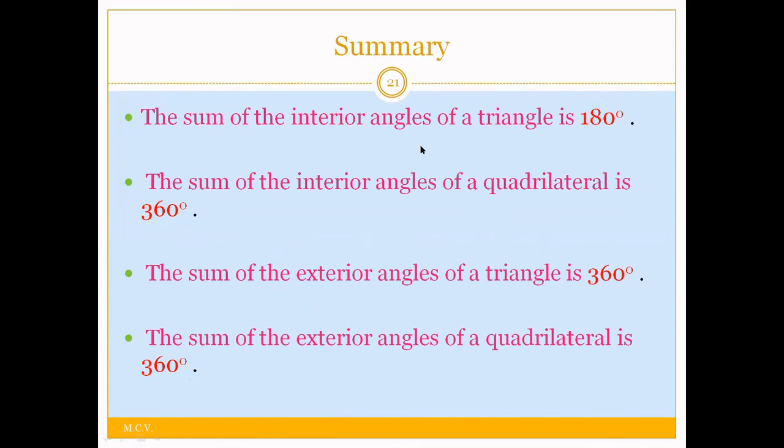So what we learn from this lesson, what we have to use when we are doing this kind of problems. The sum of interior angles of a triangle is 180. Remember that the sum of interior angles of a quadrilateral is 360. The sum of exterior angles of both triangle and quadrilateral is 360. You have to remember these results.